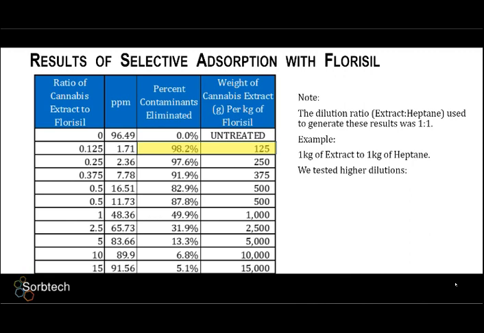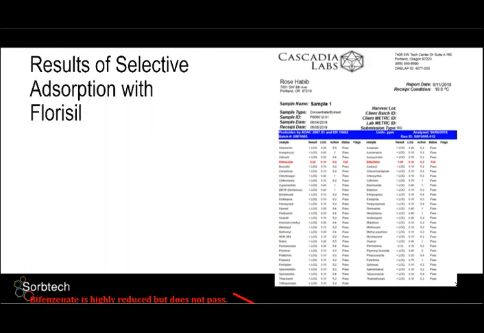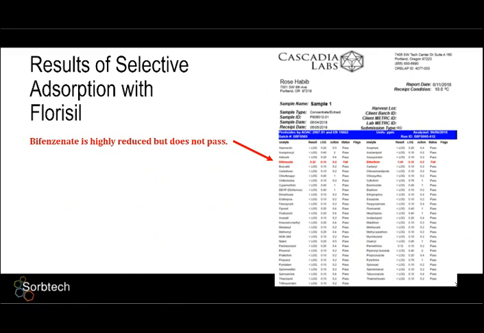Now, we tested higher dilutions, 1 to 2, 1 to 3, 1 to 4, and several others just to test, and the results were superimposable. So what the dilution factor is really didn't play much of a role, though we thought it might, which is why we tested it. So it's important to look at these results. From that original sample, the bifenthrin is highly reduced. It's reduced down to about 1 ppm, but it still didn't pass.